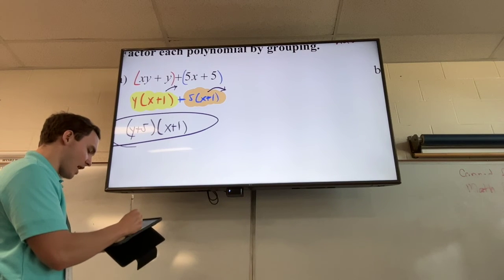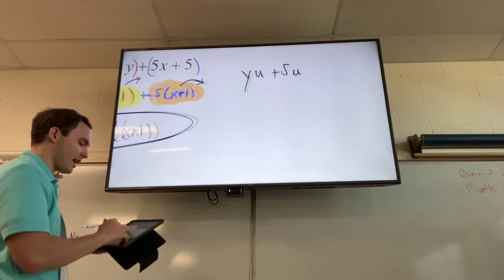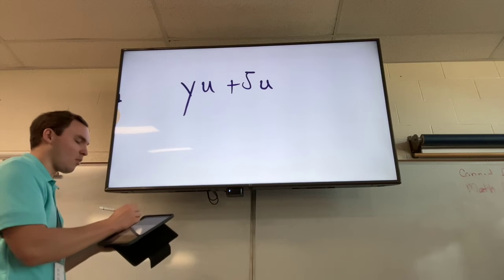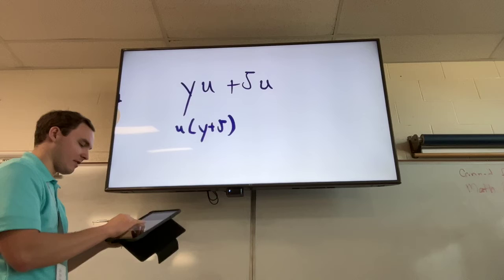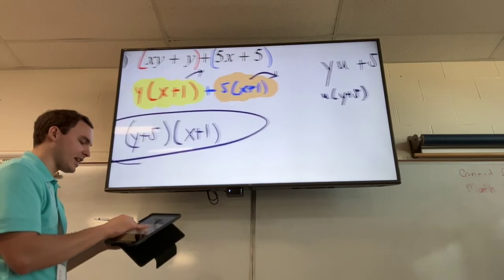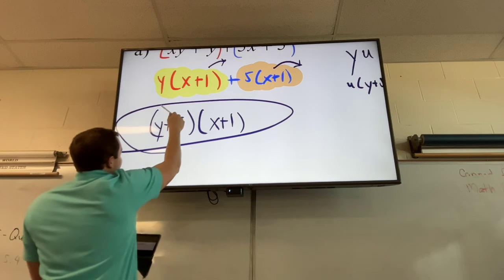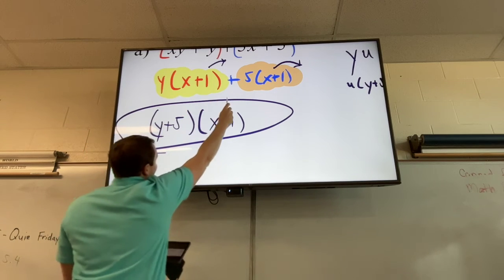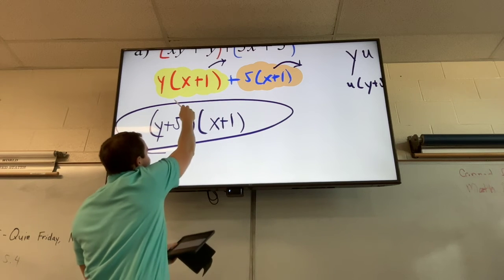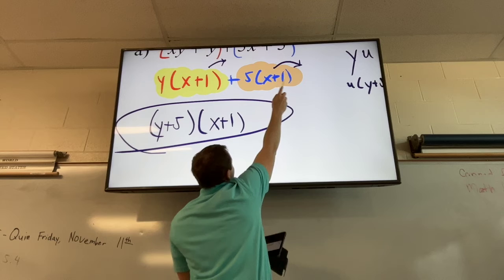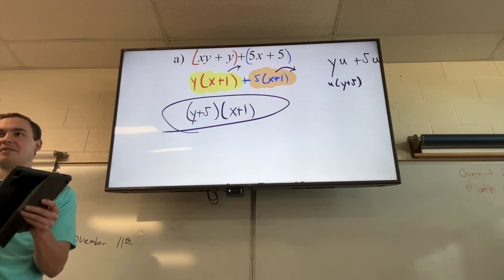So if I gave you y times u plus 5 times u, right? And I told you to factor out a GCF, you would pull what out? U, yeah? Right? And then you do that, okay? Notice that this is the exact same thing. So going from here to here, you did the exact same thing, except instead of there being a u next to your y and a u next to your 5, there was an x plus 1. Okay? So what we're doing is we're treating this piece in parentheses as one number, basically. And we're pulling that out. Does that make any sense?